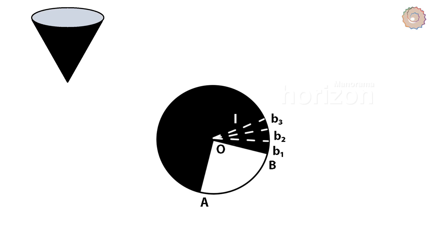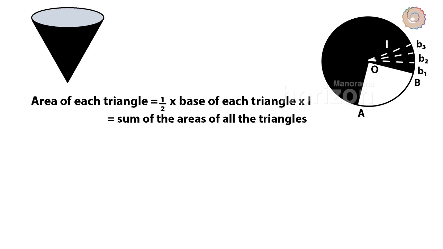If the paper is now cut into hundreds of little pieces along the lines drawn from the point O, each cut portion is almost a small triangle, whose height is the slant height l of the cone, and B1, B2, B3 are the bases of the triangles respectively. Therefore, the area of the curved surface is the sum of the areas of all the triangles. The area of each triangle is half into base of each triangle into l.